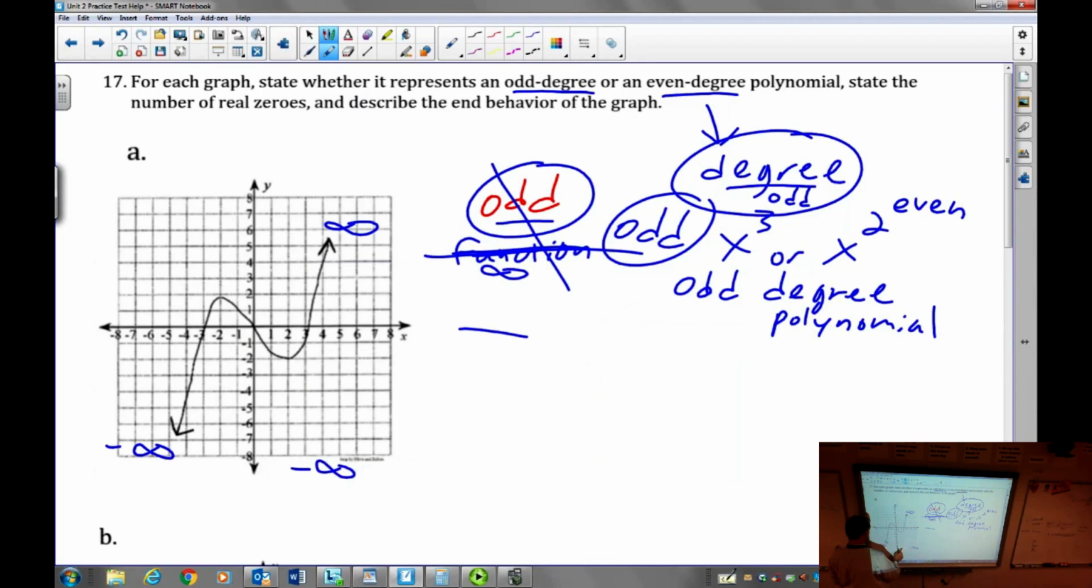Okay, excellent. So that's that one done. State the number of real zeros. Oh, cool. 1, 2, 3. Yeah, there's 3 zeros. Nailed it.